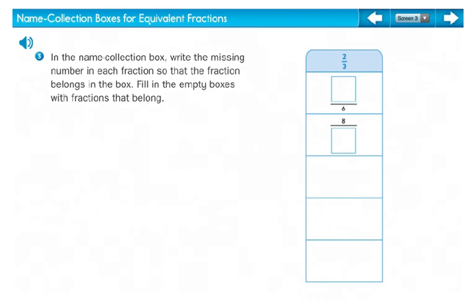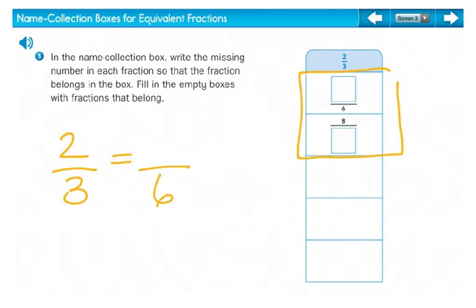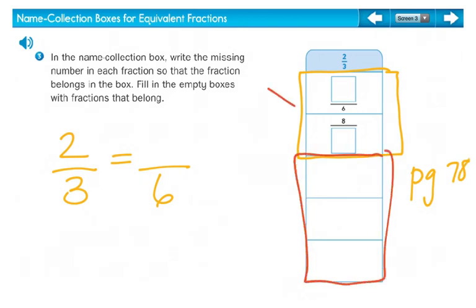What I'd like you to do for number 3 is to go ahead and write in the missing number for each fraction. We're going to make them equal to 2/3. All I want you to do are these first 2. Go ahead and complete them and fill in your boxes on page 78. If you want to do the last 3, you are welcome to, but please make sure you do at least the first 2.